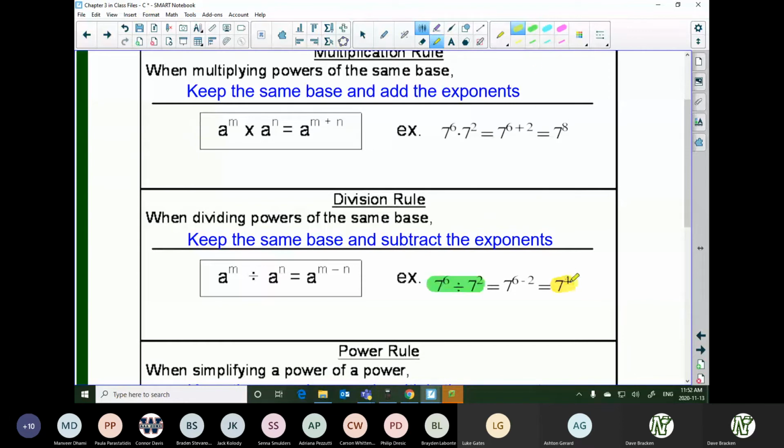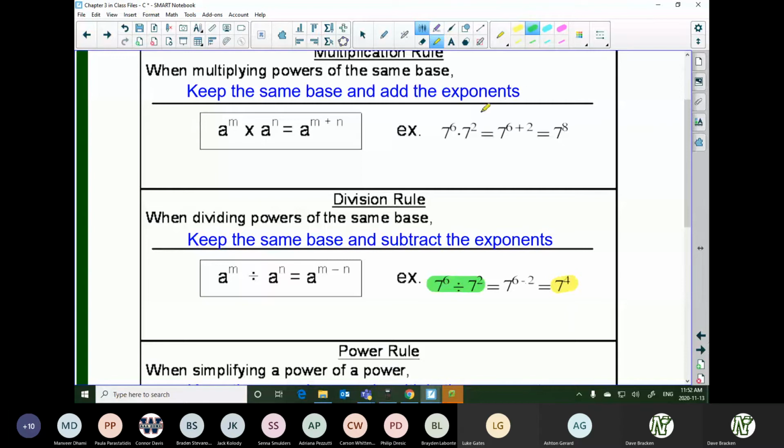And this yellow is Dave. I'm the exact same person. 7 to the power 6 divided by 7 to the power of 2 is Mr. Bracken. 7 to the power 4 is Dave. We're the exact same person. But this is easier to deal with than this.